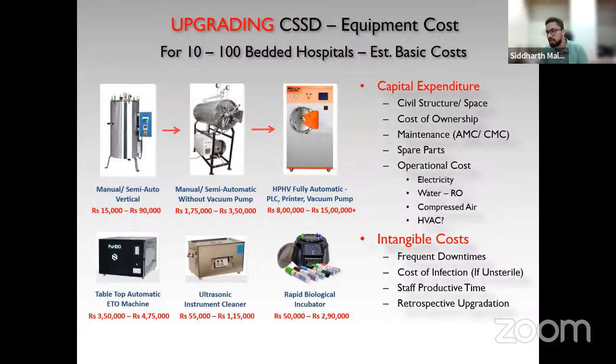For upgrading of a CSSD, I'm just trying to give you ballpark figures. A vertical autoclave ranges between 15,000 to 90,000 rupees. The semi-automatic autoclaves or the ones which are without the vacuum pump may range from 2 lakhs to around 3.5 lakh rupees. And the bigger autoclaves, which are high pressure, high volume, fully automatic with PLC printer for consistent results, may start from 8 lakh rupees to 15 lakh rupees.